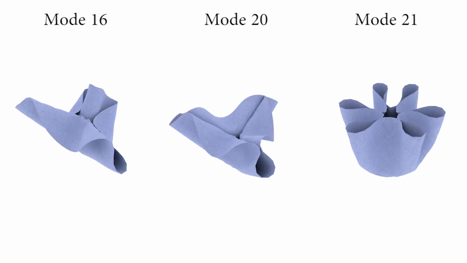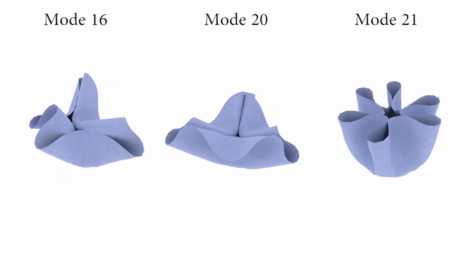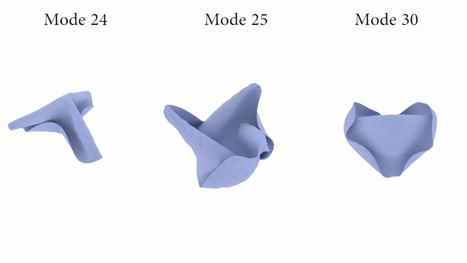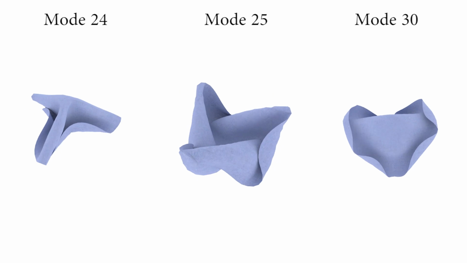We apply our method to a disk sheet as shown here. Even with a simple input structure, our strain space modes facilitate the discovery of diverse and aesthetically pleasing folds.